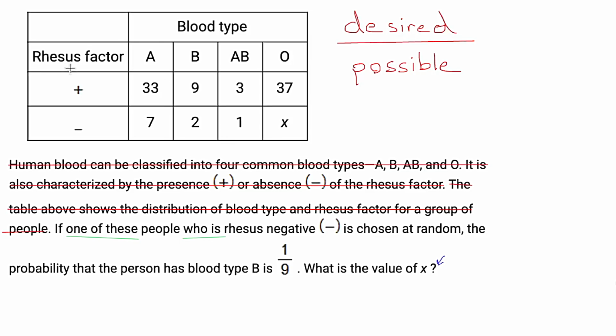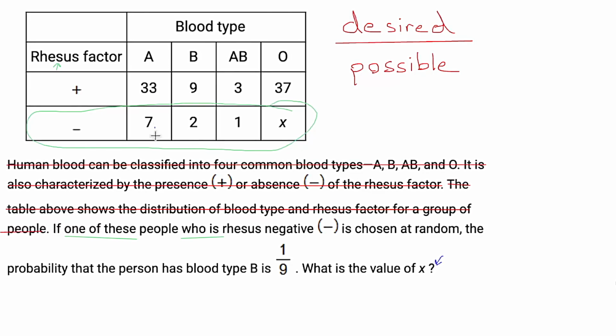So where's my rhesus negative? Well, we see that this says rhesus right here, and then there's our negative. So basically my possible is going to be here. Before I do anything else, I'm going to go ahead and write my possible. We've got 7 plus 2 plus 1 plus X, or 10 plus X. We know that's our denominator. Okay, now let's figure out what our desired is. The probability that the person has blood type B. So we're going to pause there as well. We look at blood type B, and again, we're only looking at this part that I circled. Blood type B is 2. So we know that our numerator, our desired, is 2.